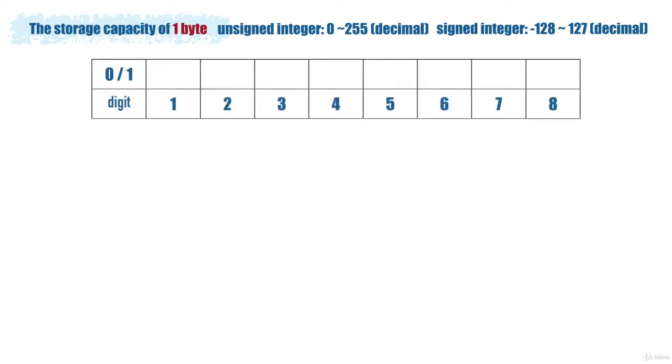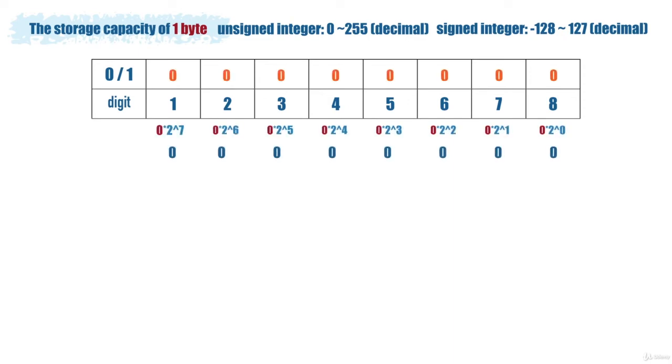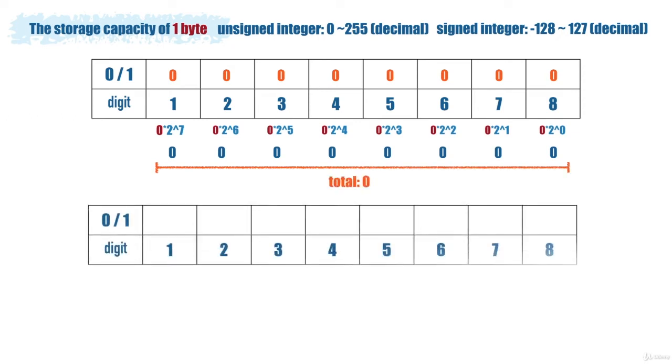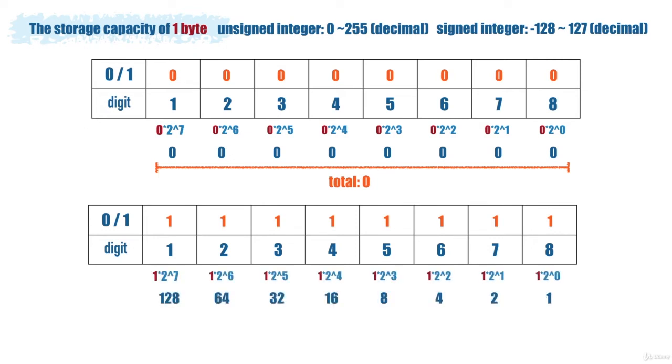1 byte contains 8 bits. Each bit can store either 0 or 1. To get the smallest value, we just fill the 8 bits with zeros. Then we convert them into decimals and add them together. We will still get 0. To get the biggest integer, we fill the 8 bits with ones. If we convert the 8 binary numbers into decimal numbers and add them together, we will get 255.